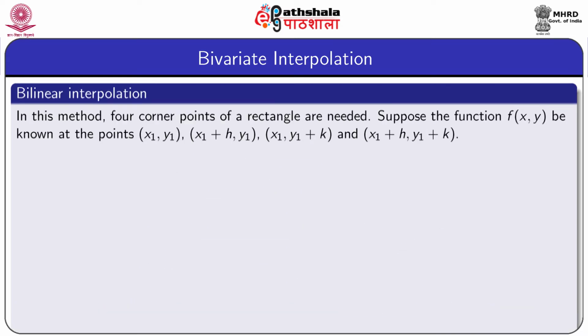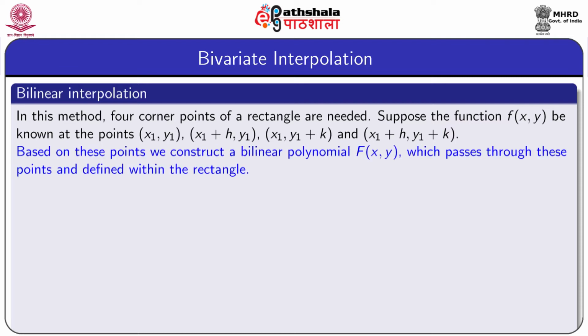Now, we discuss another local matching interpolation method known as the bilinear interpolation formula. In this method, 4 corner points of a rectangle are needed. Suppose the function f(x, y) is known at the points (x1, y1), (x1 plus h, y1), (x1, y1 plus k) and (x1 plus h, y1 plus k). These are the 4 corners of a rectangle. Based on these points, we construct a bilinear polynomial capital F(x, y), which passes through these points and is defined within the rectangle.